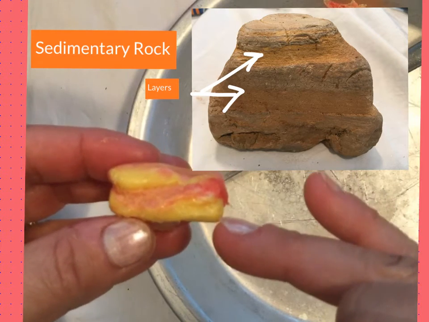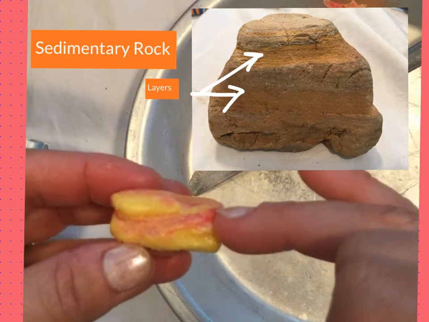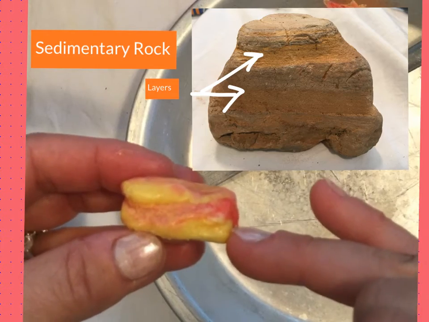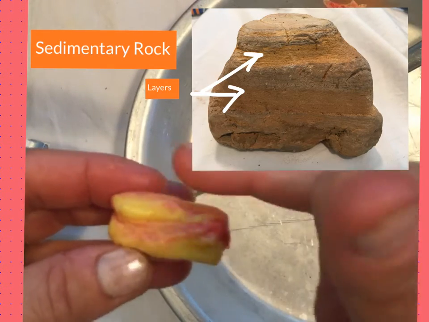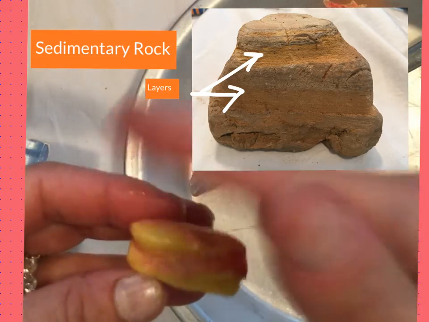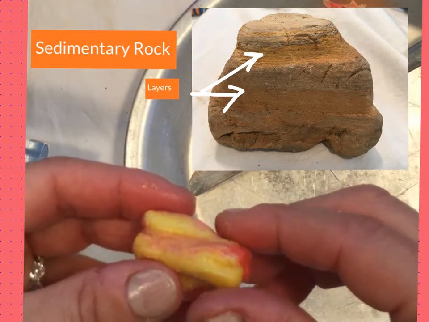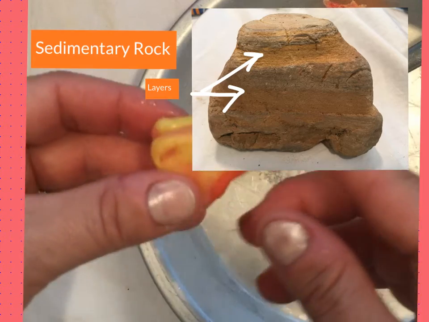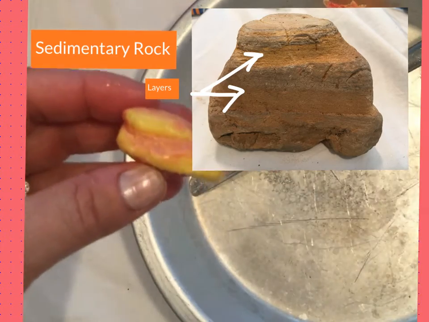The layer on the bottom is always older than the layer on top. It's called the law of superposition. It means the top is always going to be the most recent because new things fall onto the top. So this is our sedimentary rock. Each color kind of laid down in layers.